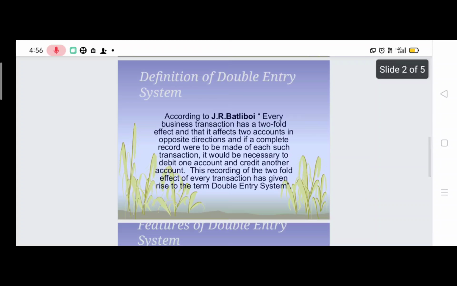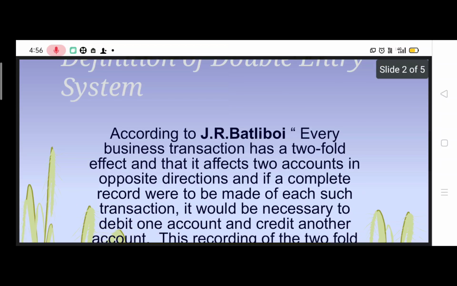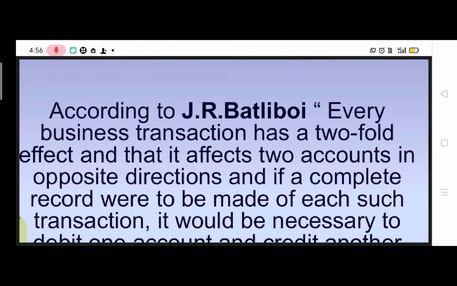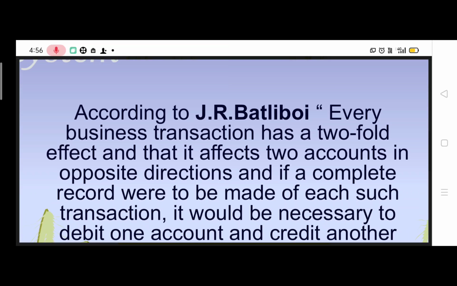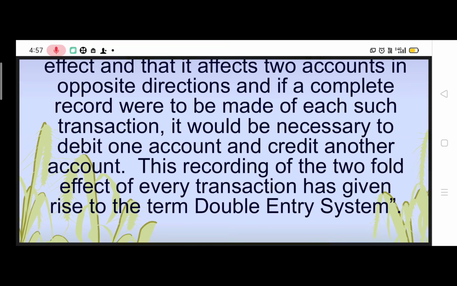Now have a look here, the definition of the double entry system. According to J.R. Batliboi, every business transaction has a twofold effect, and it affects two accounts in opposite directions. And if a complete record were to be made of each such transaction, it would be necessary to debit one account and credit another account. This recording of the twofold effect of every transaction has given rise to the term double entry system.